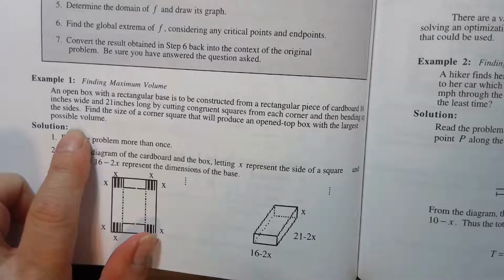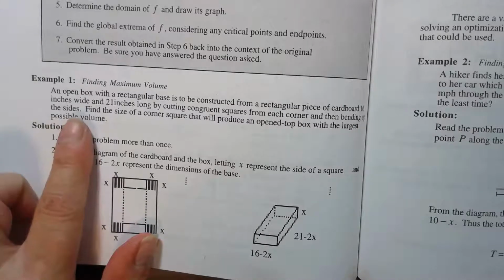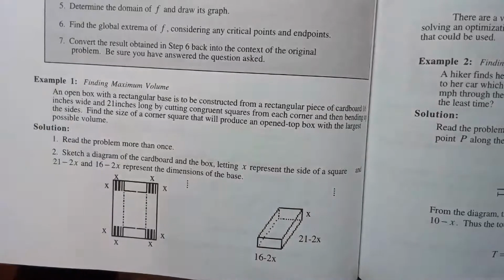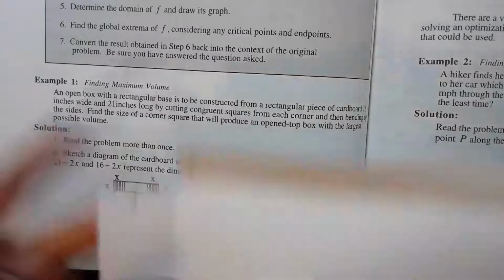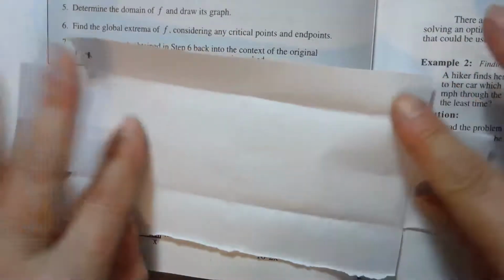What are we trying to do? We're trying to maximize volume. We want the largest possible volume. So I made a box. I took a rectangular piece of paper. It's terrible, I know. It was a rectangle, and I cut congruent squares of length X out of the corners.